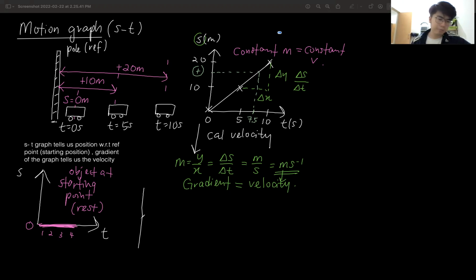What about this graph here? ST. Okay, a horizontal line at +5. What does it mean? Over time, is the object moving?